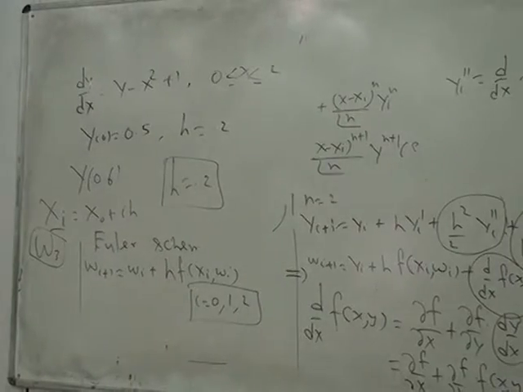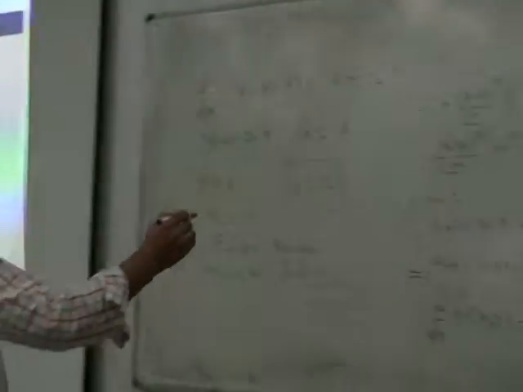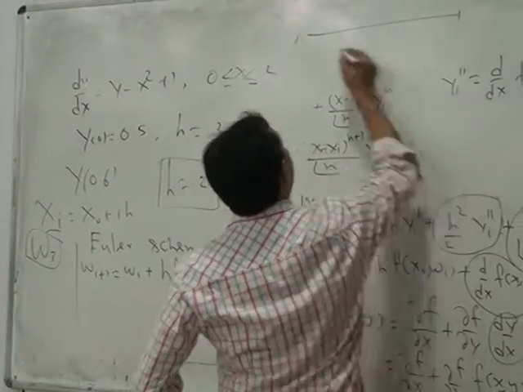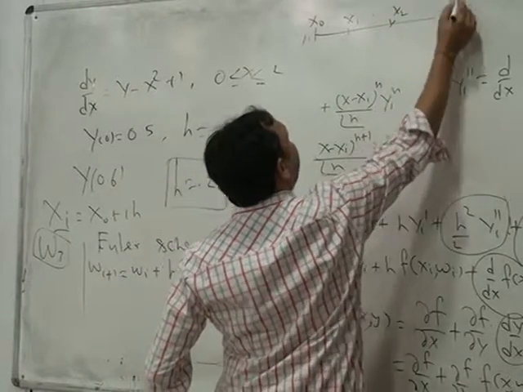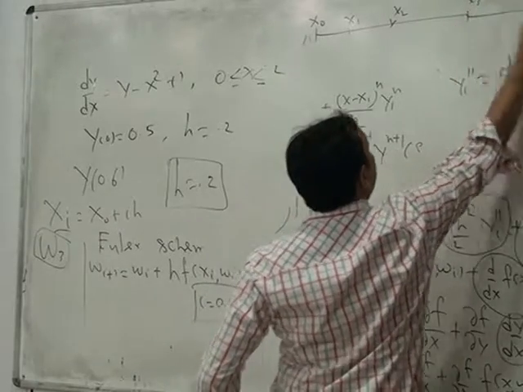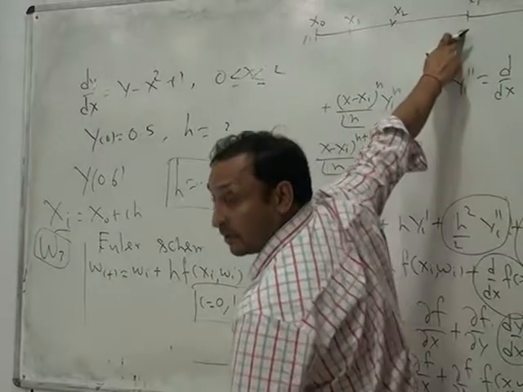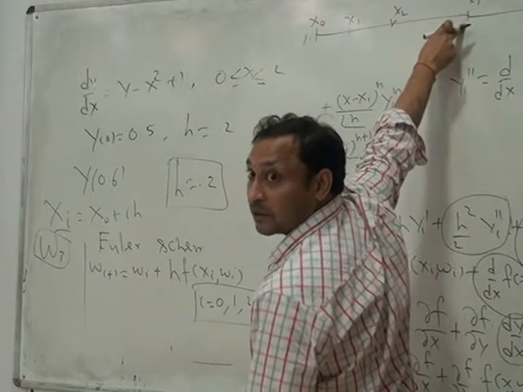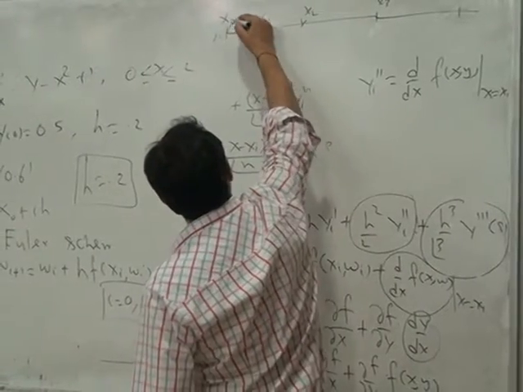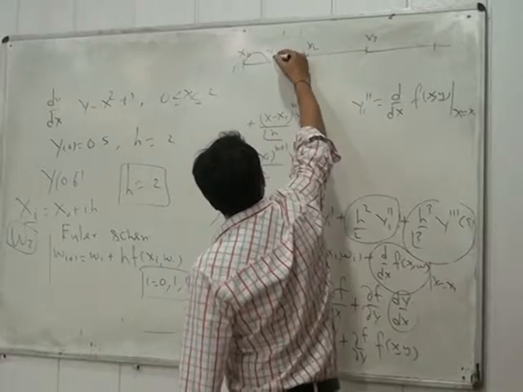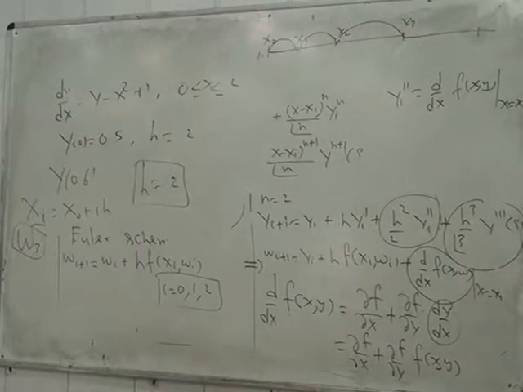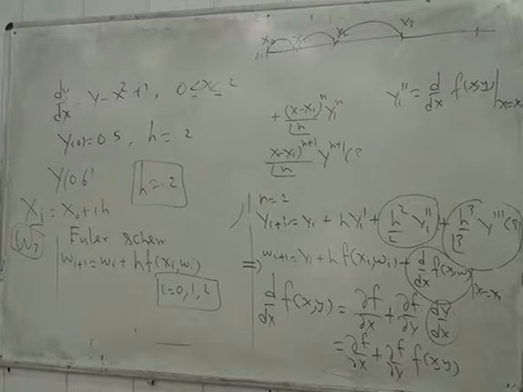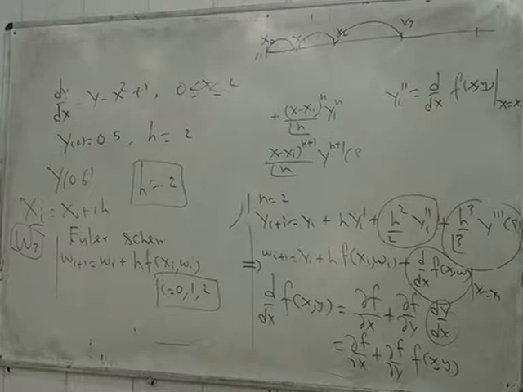So that's the idea: if you have points x0, x1, x2, and then the last point x3 where you want to find the solution, I have to focus only on this point. Knowing the solution here, I will find the solution here. Knowing the solution here, I will find the solution here. Correct? That was the answer, because h is fixed.